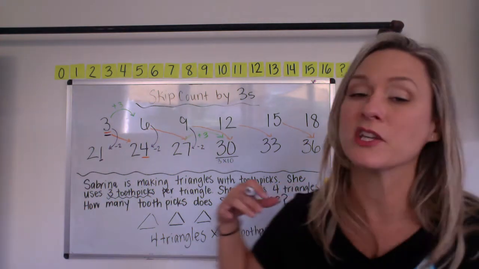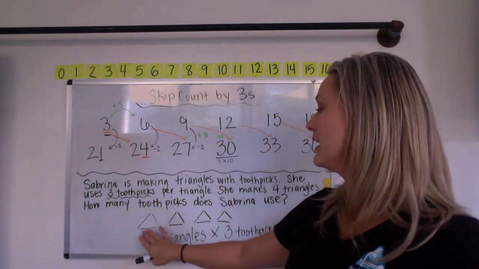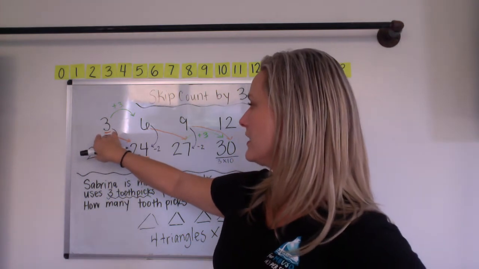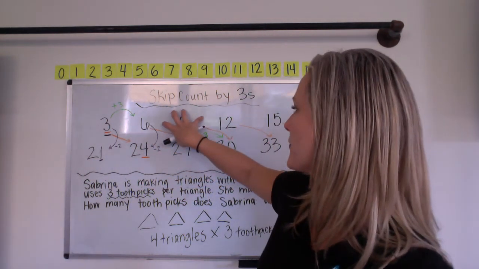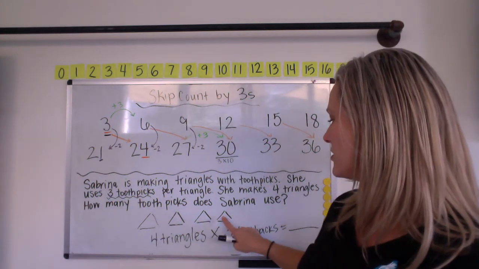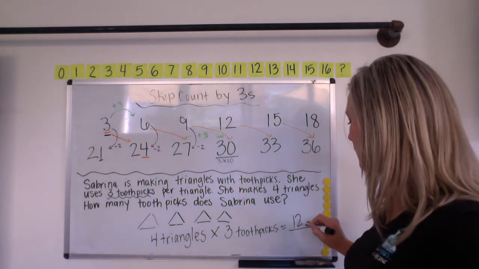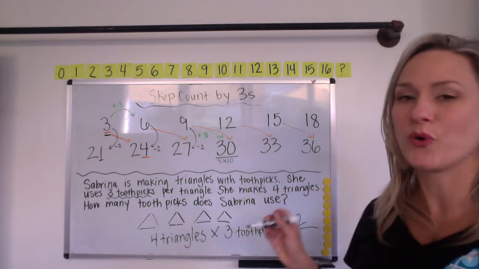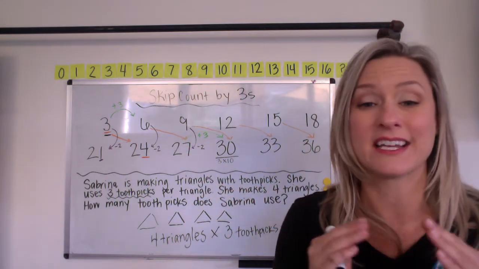All right, so we can use our count to help us because we've already counted by 3s, right? And we've got 4 triangles. So we could use our count going, all right, this is count number 1 or triangle number 1, number 2, number 3, number 4: 3, 6, 9, 12. So we know she's going to use 12 toothpicks. All right, so we can use things like our count. We can use things like drawings and connections.